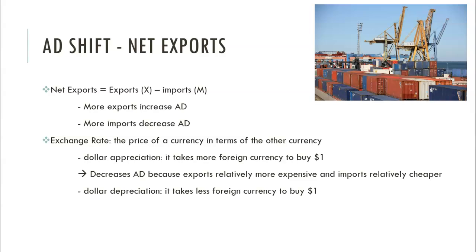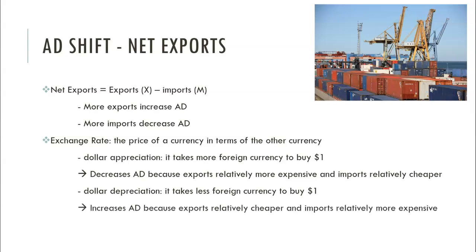Or the opposite is dollar depreciation. This means it takes less foreign currency to buy $1. I can buy more dollars per peso. Okay. So dollar depreciation means that the dollar is getting less valuable. It's not worth very much. This is going to increase the U.S. aggregate demand because it makes exports relatively cheaper and it makes imports relatively more expensive. So we're going to be able to sell more stuff to the rest of the world if our currency becomes devalued.